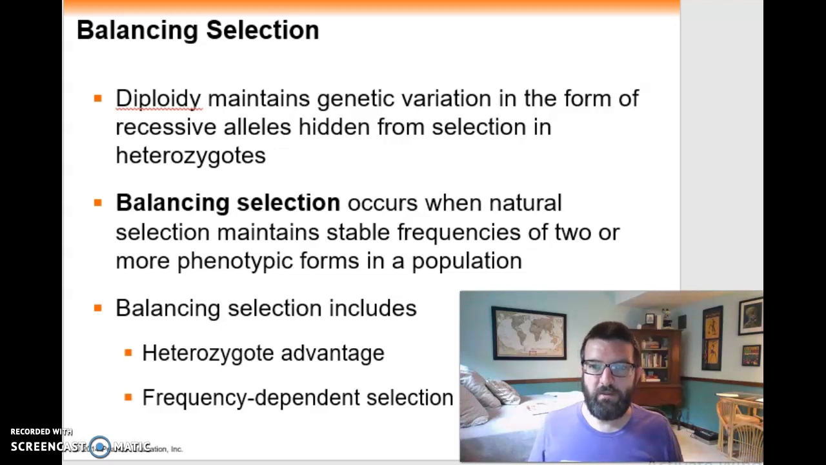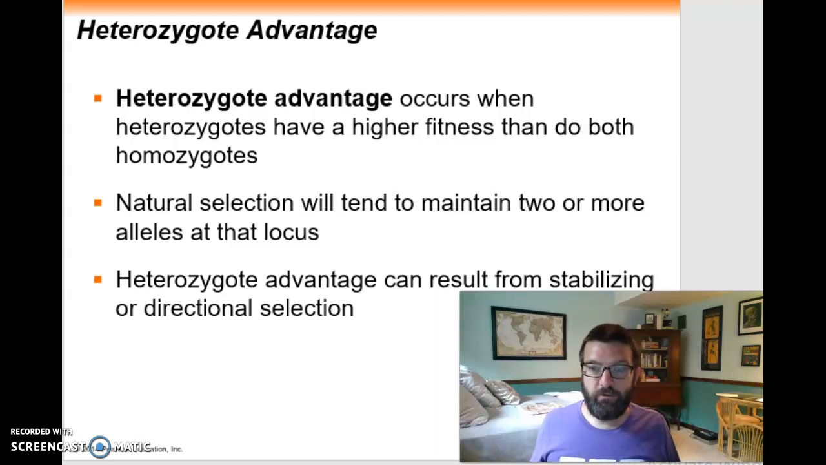But there are also examples of balancing selection, which is a process by which natural selection is able to maintain stable frequencies of at least two phenotypes in a population. So there are two main examples of these: heterozygote advantage and frequency-dependent selection. In heterozygote advantage, exactly as the name suggests, heterozygotes are favored in natural selection over homozygotes of either one or the other allele. And this could be because we have some sort of incomplete dominance, right?